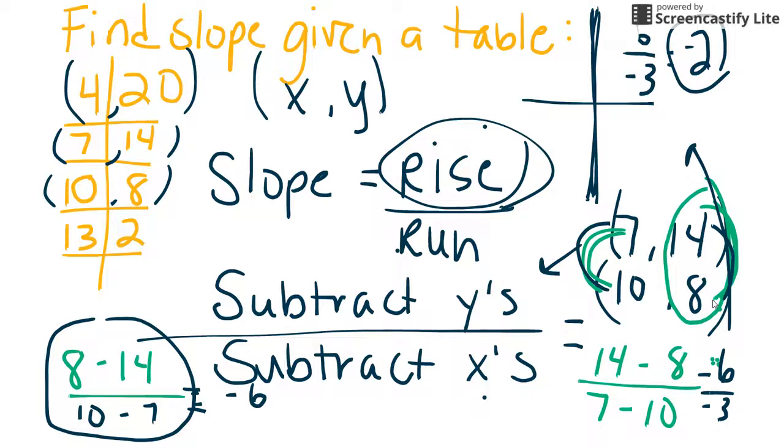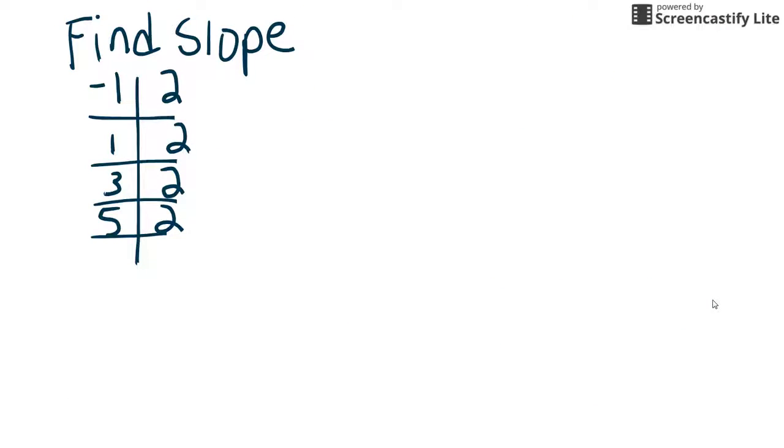Okay, so now let's come over here. 8 minus 14, negative 6, 10 minus 7, 3. So either way, I get negative 2. Depending on which way you solve, it does not matter.